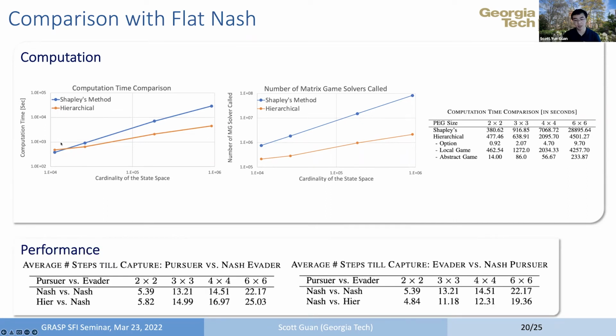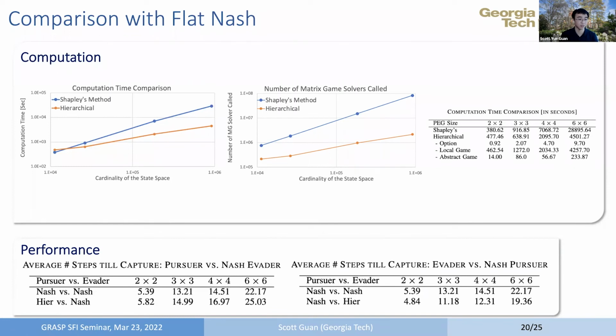And then on the performance side, we use the average number of steps till capture as the performance metric. We can see that when a hierarchical pursuer plays against the Nash evader, there is a performance drop compared with a Nash pursuer versus a Nash evader. Essentially, it takes longer for a hierarchical pursuer to capture a Nash evader than for a Nash pursuer. This is as expected, because we're saving a lot of computation time by performing the abstraction. And at the same time, this approach really addresses the large state space.